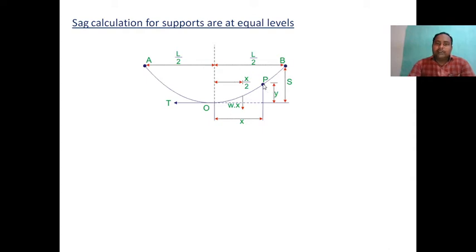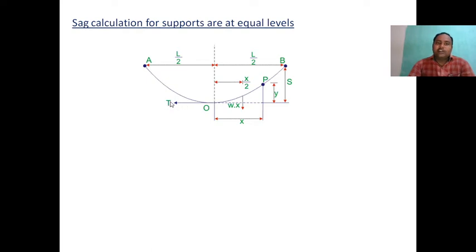This is a point P. From the point O to point P, the distance is x in the horizontal direction. The distance in the vertical direction is y. From the pole B to point O, the distance in the vertical direction is S. So y is in the vertical direction, x is in the horizontal direction. T is nothing but the tension of the conductor.